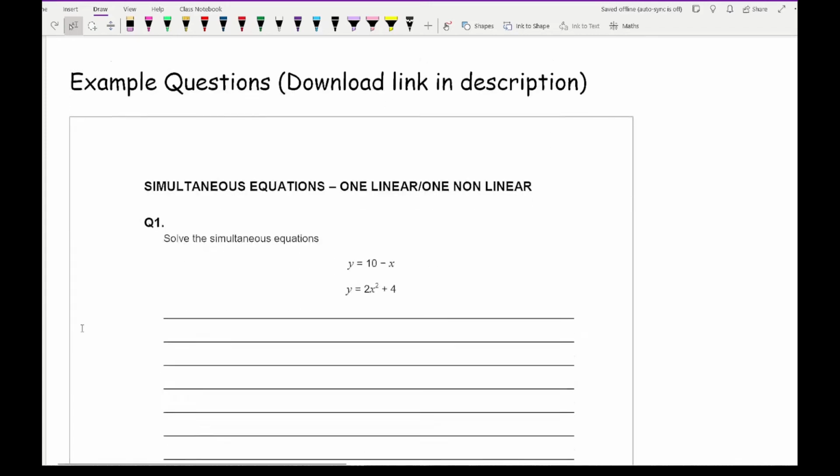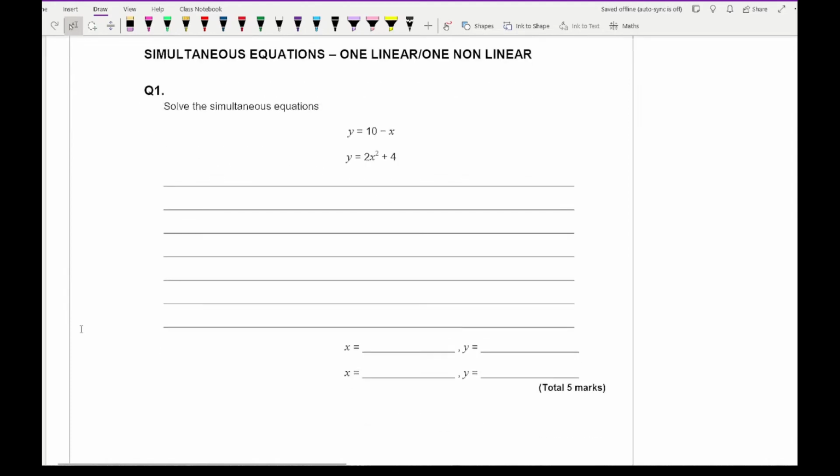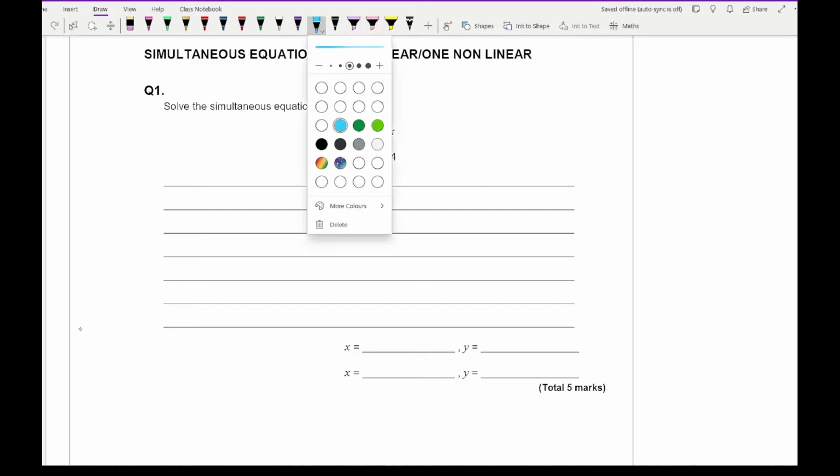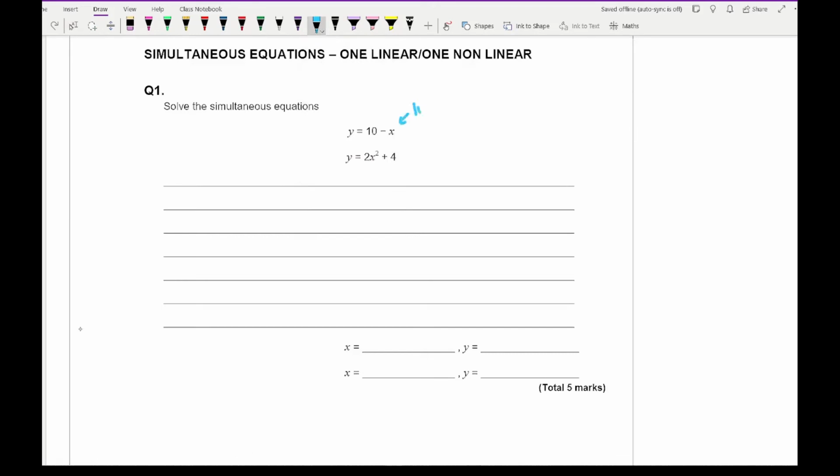So let's have a look at question 1. Question 1 is worth 5 marks, and it says solve the simultaneous equations. Here it doesn't give us a clear explanation that it's one linear, one non-linear, but again you should be able to spot that we have got a power, so therefore it's going to be a much higher level than what we're used to. Now in terms of step 1, as you should be able to spot, this first equation is my linear equation and this is the non-linear.